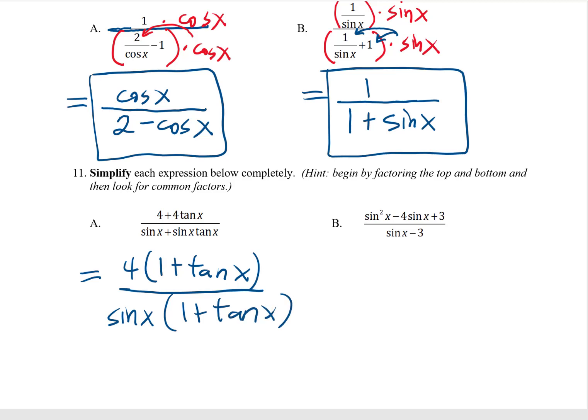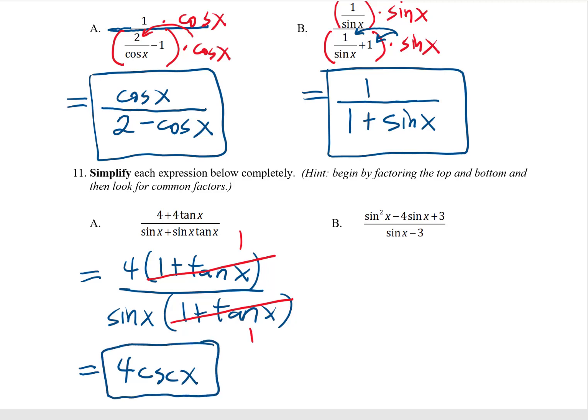And then, of course, this one works out very nicely. I have a common factor of 1 plus tangent x that I can divide out top and bottom, leaving me with just 4 over sine x. I don't need to keep the fraction here. I can reciprocate the sine x to the top as cosecant x, and here then is about the simplest way I can write this, 4 cosecant x.